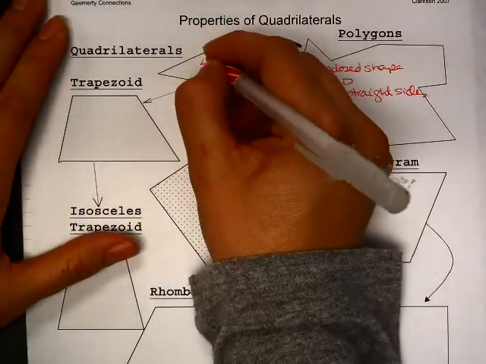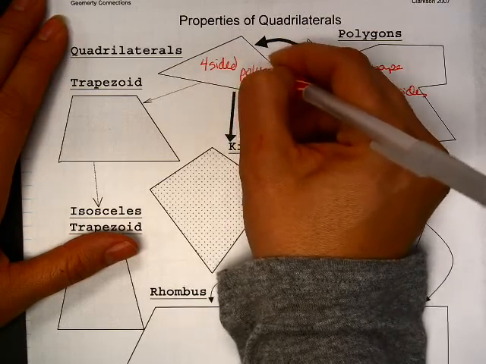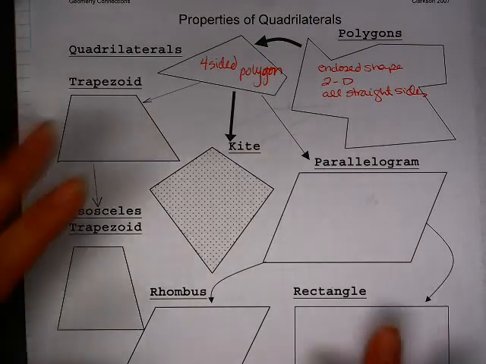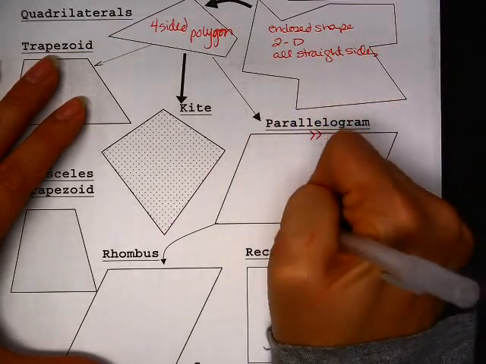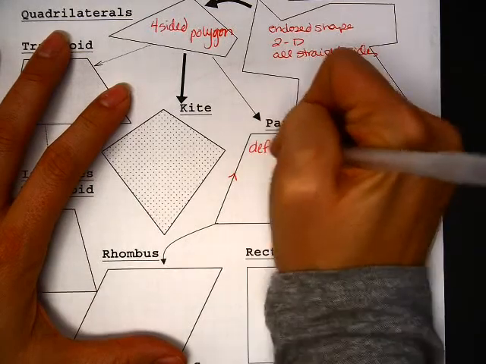So this is a four-sided polygon. So we have kind of three branches, if you will. We have our parallelogram, whose definition is that the opposite sides are parallel to each other.